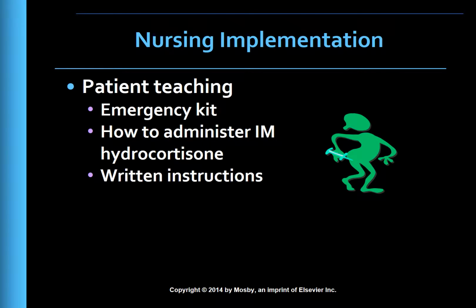The patient should carry an emergency kit at all times. The kit should consist of 100 mg of IM hydrocortisone, syringes, and instructions for use. Instruct the patient and significant others how to give an IM injection in case the hormone therapy cannot be taken orally. Have the patient verbalize instructions and practice IM injections with saline. Provide written instructions as to when the dosage should be changed.